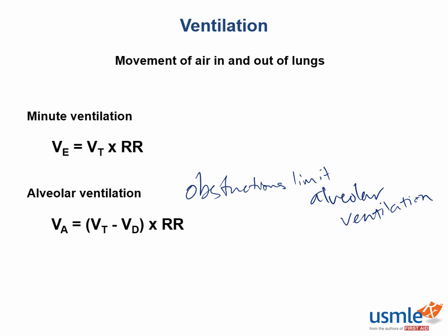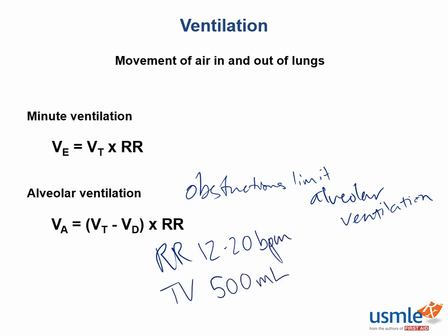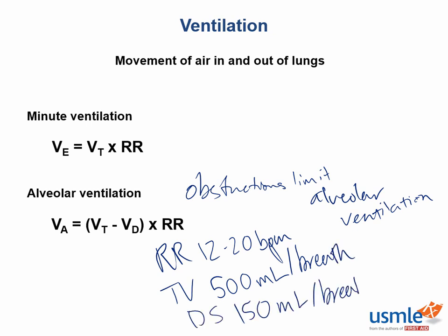So what are the normal values for all those different parameters? Respiratory rate averages from about 12 to 20 breaths per minute. A normal tidal volume is around 500 milliliters per breath. And then dead space usually averages about 150 mL per breath. You'll notice the difference between the two in that alveolar ventilation takes into account dead space, whereas minute ventilation does not.